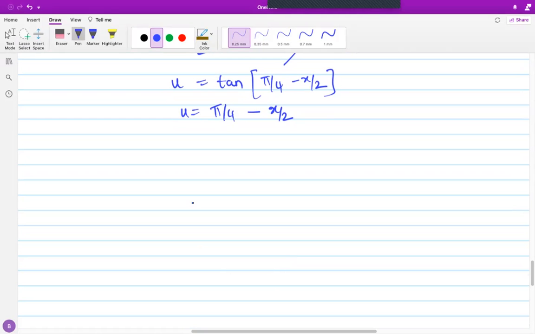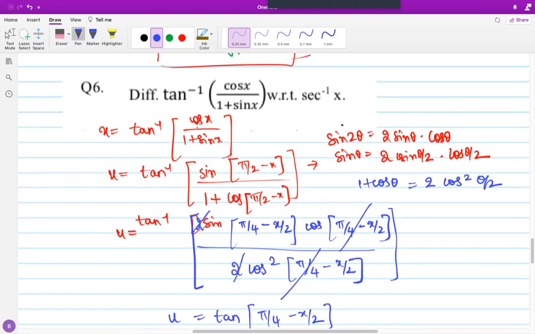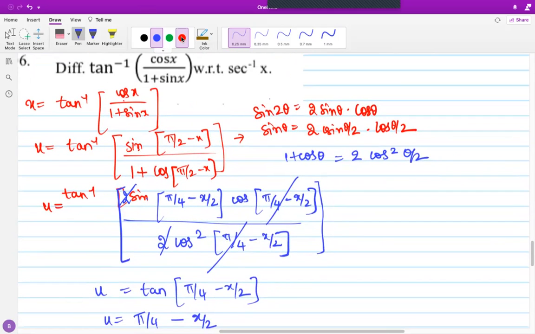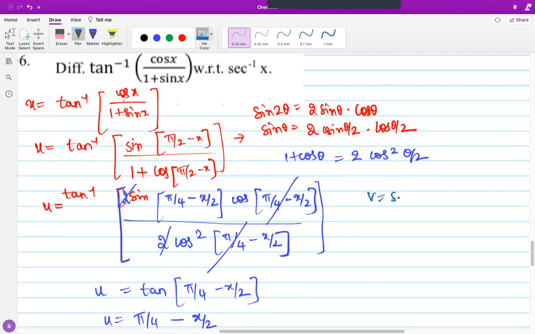So differentiate with respect to x. So du with respect to x is going to be negative 1 by 2. The first half is done. Now secant inverse: v equal to secant inverse of x. dv with respect to dx equal to negative 1 by x into square root of x square minus 1. So that is dv by dx.